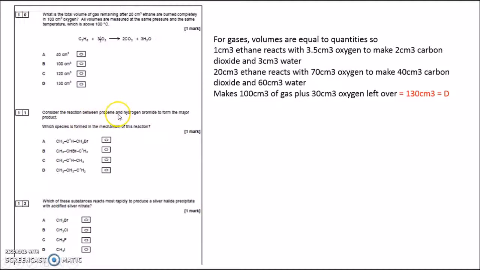Consider the reaction between propene and hydrogen bromide to form a major product. Well, let's actually have a look at the mechanism of the reaction. So here we've got propene. Let's just check. 1, 2, 3 carbons. Yes, prop. We've got an ene, a double bond in there as well.